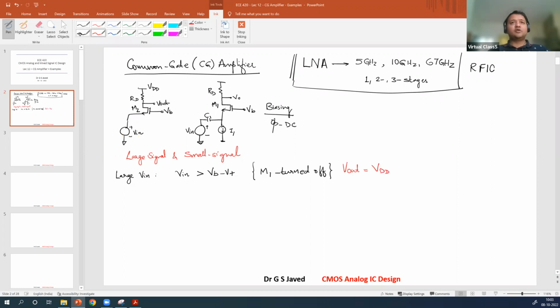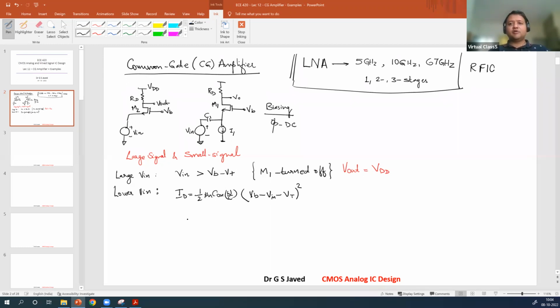Now what happens as you slowly lower down the Vin? As you slowly lower down the Vin, it enters saturation. When it enters saturation, you have the current formula that you can apply. Drain current is half mu n Cox W over L, times VGS minus VT. So what is VGS? VGS will be VB minus Vin. This is Vg minus Vs, minus Vt, the whole square.